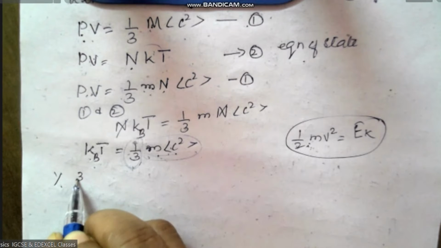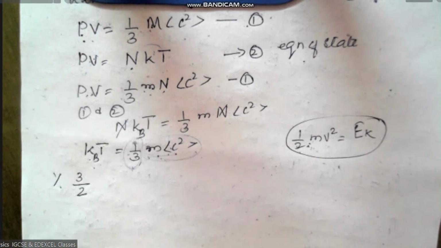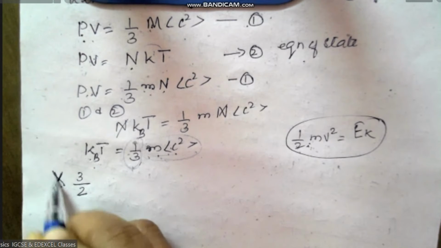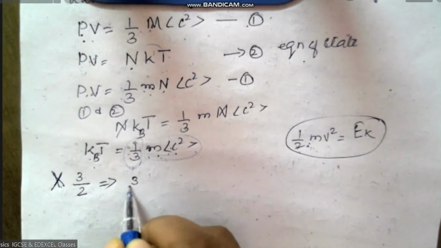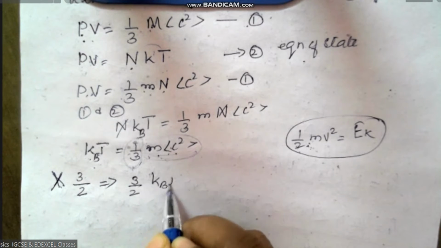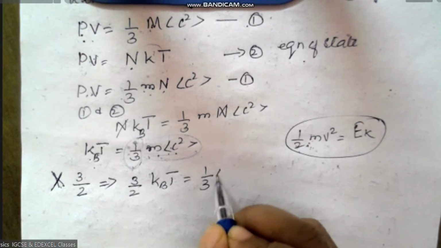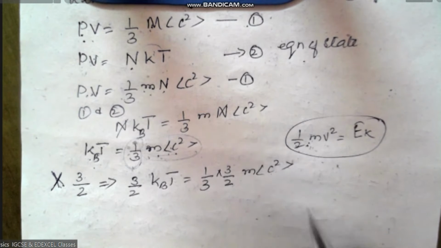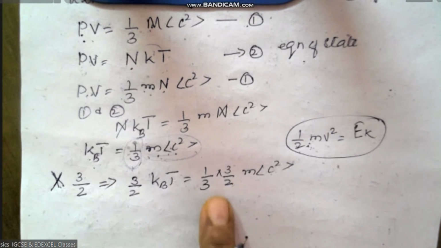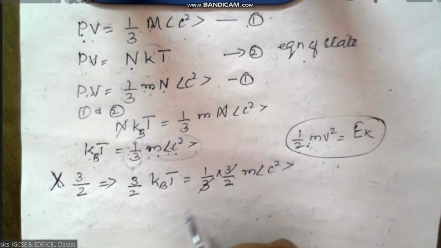You have to remove this 3 and bring a 2. So you multiply both sides with 3/2. 3/2 kB T becomes 1/3 into 3/2 mc². Did you understand this step? Yes, miss. Okay, we are multiplying with 3/2.